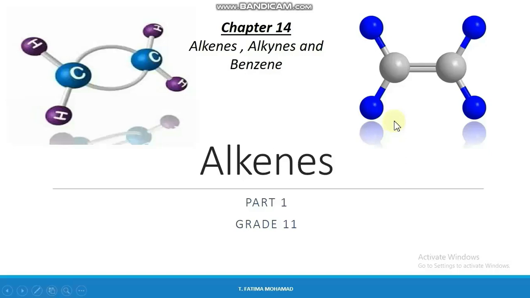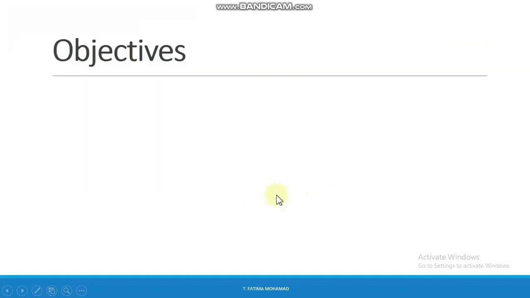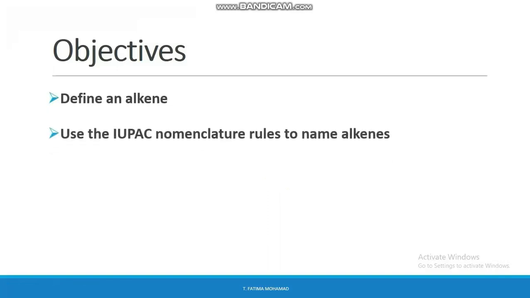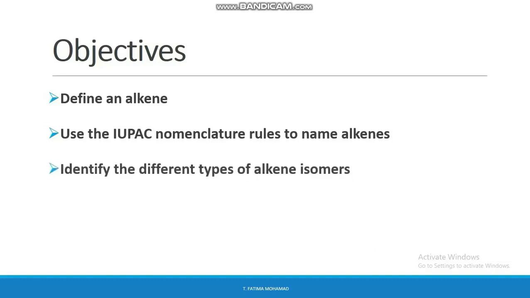Hello grade 11. Today we're going to start a new chapter, which is alkenes, alkynes and benzene, and today we're going to start with alkenes, the first part. The objectives of our session today are to define an alkene, use the IUPAC nomenclature rules to name alkenes, and identify the different types of alkene isomers.